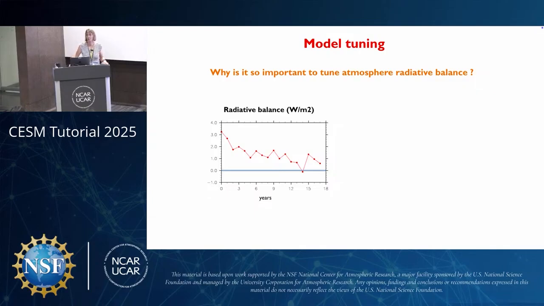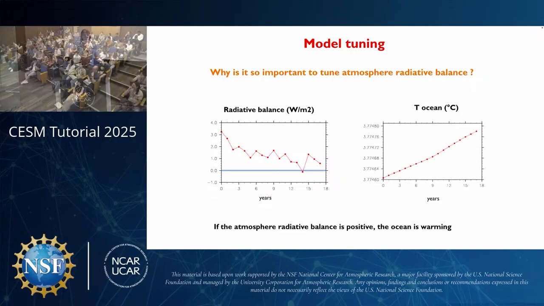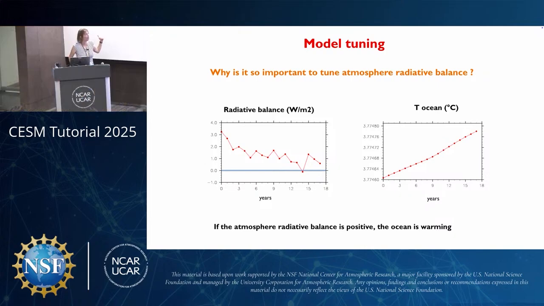And why do we do this? Why is it important? Does somebody have a clue? Yeah, exactly. If you start to inject heat into your system, the atmosphere has very low heat capacity, so everything is going to go into the ocean. The ocean is going to warm, and I can guarantee that after 2 days, I will have all the oceanographers in my office complaining about this. This is why we want to adjust the radiative imbalance.